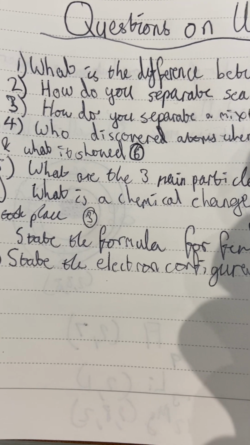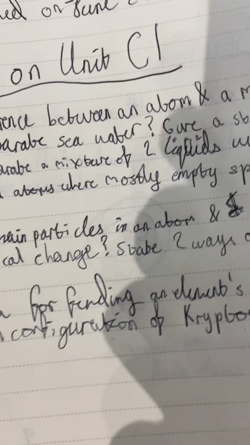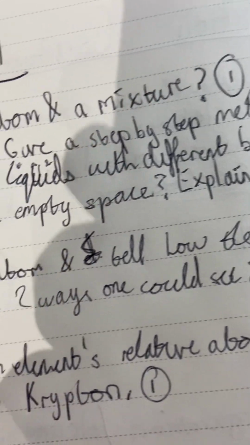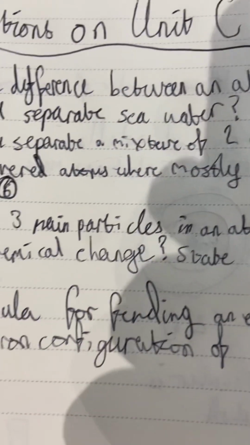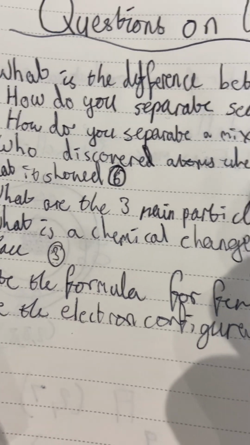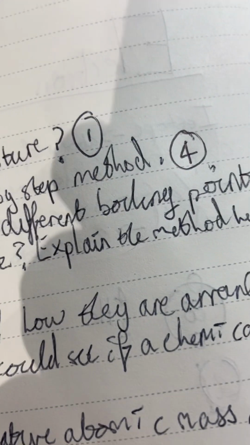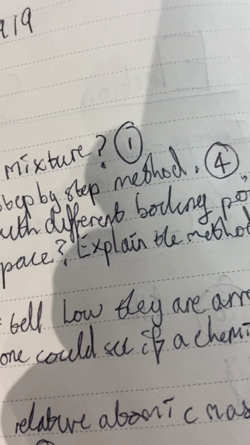Well, the first question is, what is the difference between an atom and a mixture? This would usually be worth 1 mark. The second question is, how do you separate seawater? And please give a step-by-step method. This would usually be worth around 3 to 4 marks.